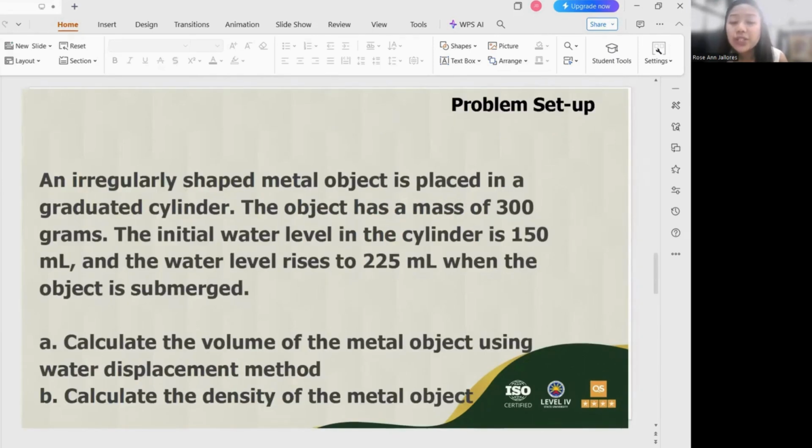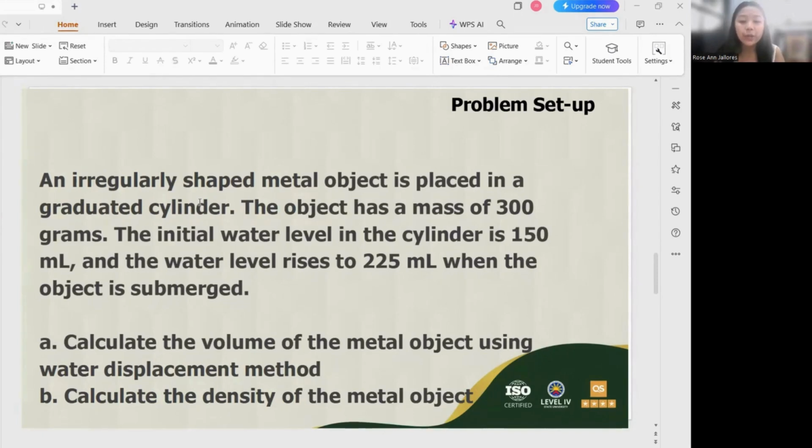An irregularly shaped metal object is placed in a graduated cylinder. The object has a mass of 300 grams. The initial water level in the cylinder is 150 ml, and the water level rises to 225 ml when the object is submerged. In this problem, we need to calculate the volume of the metal object using the water displacement method and calculate the density of the metal object.